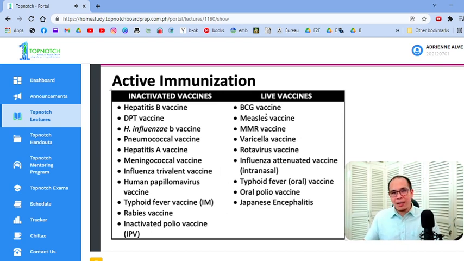So, tingnan nyo, BCG is intradermal, measles, MMR, varicella, that's subcutaneous, rota is oral, influenza na intranasal. Meron kang influenza na IM, that is inactivated. Pero pag nasal, that is live. Typhoid, may typhoid na IM pero pag oral, live yan. Okay, oral polio and Japanese encephalitis which is subcutaneous. Okay? So, I hope you got that. Medyo mabilis, no? Pero yun, the live vaccines, they are the ones who's not given intramuscularly.